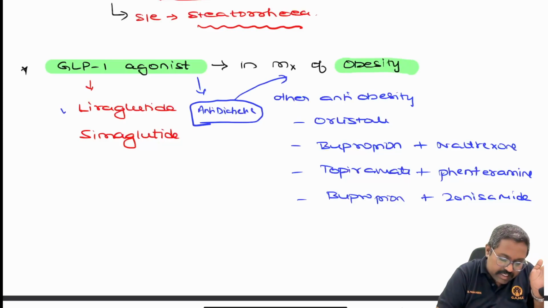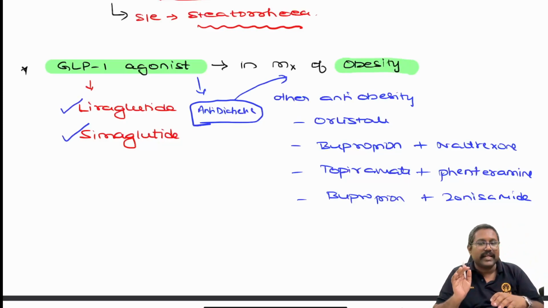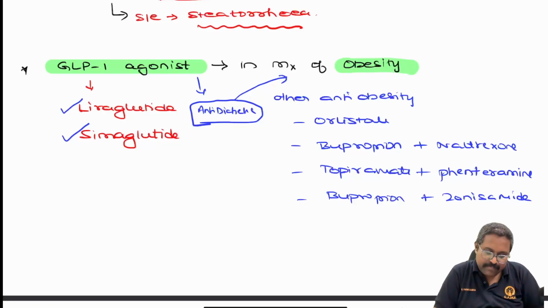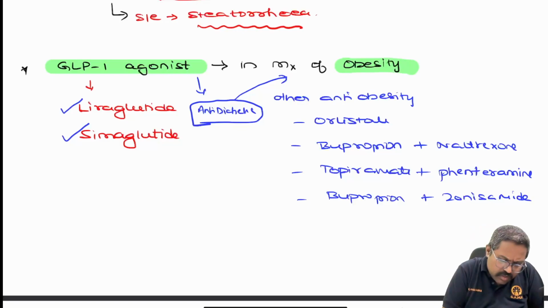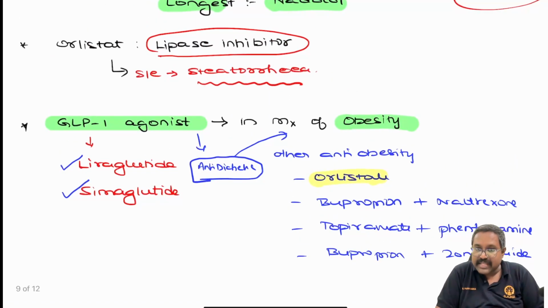Your answer will be liraglutide and semaglutide. Liraglutide and semaglutide are the GLP-1 agonists. So what are the other drugs that can be used in obesity? The other drugs are orlistat, which is a lipase inhibitor.